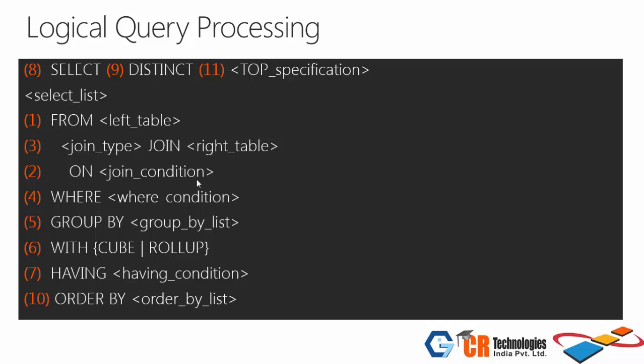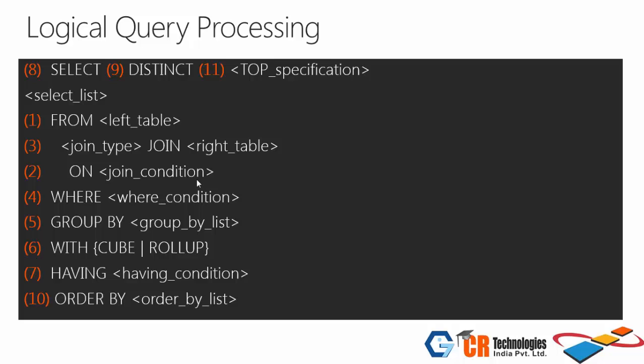The first clause is the from clause. In the from clause, a Cartesian product, that is a cross join, is performed between the first 2 tables in the from clause, if there were 2 tables. And as a result, a virtual table, let's call it VT1, virtual table 1, is generated.